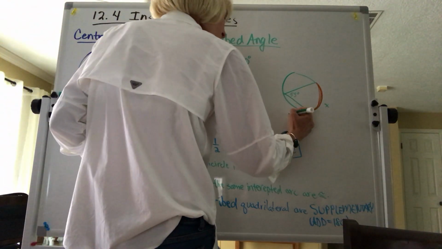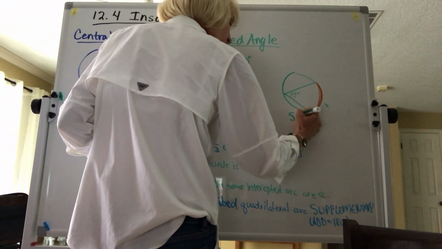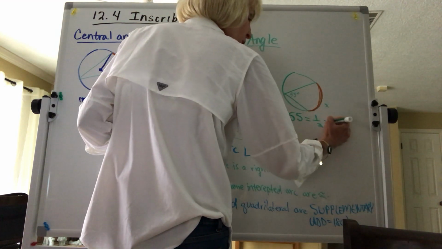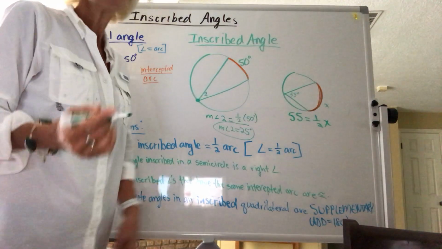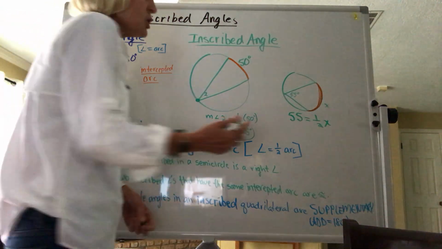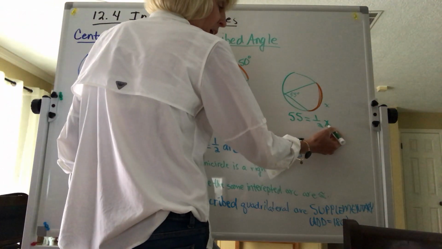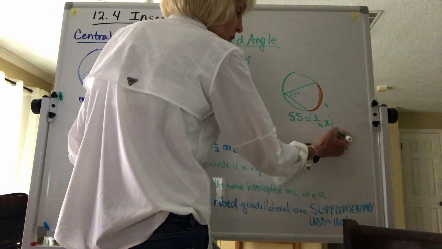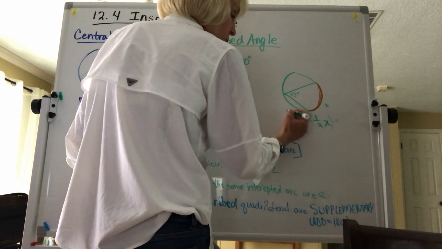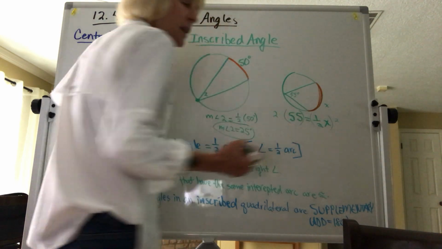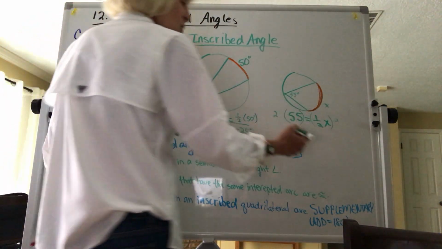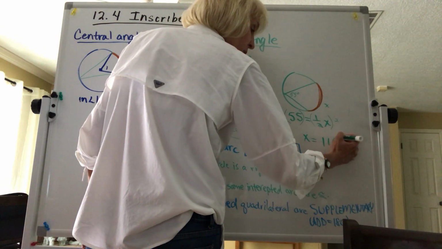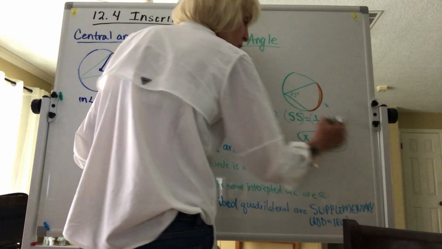So I just go angle 55 degrees equals half, what's the arc? And I just let the algebra do the work for me then. So if I do that, half of x, well, I can't take half of x. So I have to undo by multiplying by 2. What I do on one side, I do on the other. Okay? So obviously then x is 2 times 55 or 110 degrees.